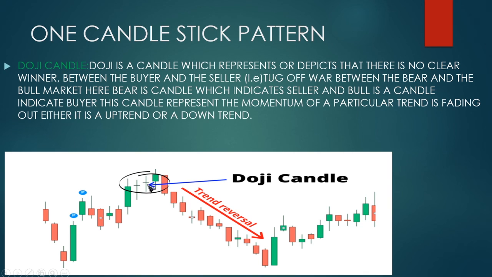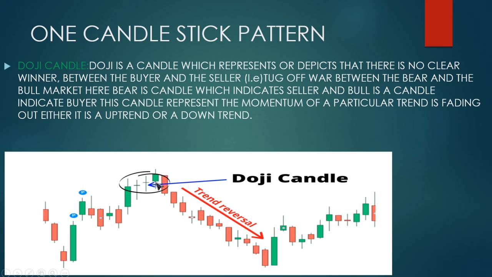Okay, here the seller tried to pull the price here, and here the buyer also tried to pull up the price up to here, but at the end of the day it is a par result. The closing is neutral. Here either the buyer or the seller is not announced as a winner, both are equal. So here selling and buying happens equally. Okay, so this is neither a bullish candle, nor a bearish candle.